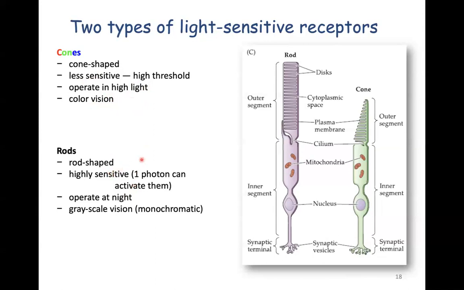So the rods are rod-shaped. People also sometimes describe the cones as flask-shaped cells. So you might see questions which say, they're examining a part of the eye or something, and they found these, and they were shaped like flasks. What are they? Cone cells. Okay. So rods are rod-shaped or more rectangular. They operate at night, and they have monochromatic vision.